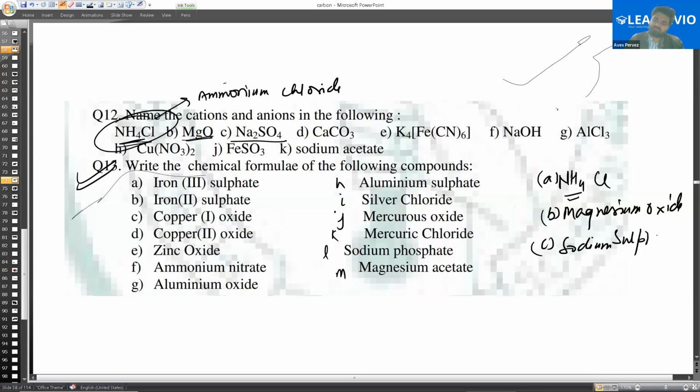And the next one. Yes, you, Afrin. What is the next one? D. Calcium carbonate. Yes. Nobody has done this one, and this is not in our syllabus. So this is a coordination compound. So E is not there. F. What is F? Yes, you, Muhammad Arhan. What is F? Sodium hydroxide. Very good.